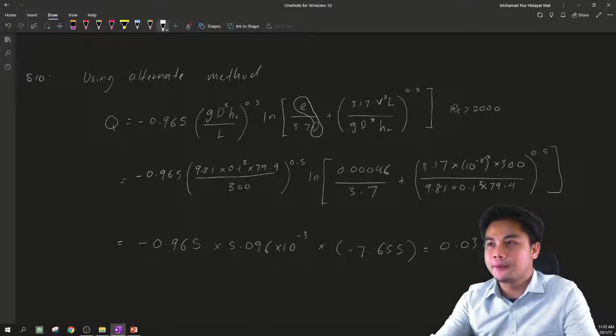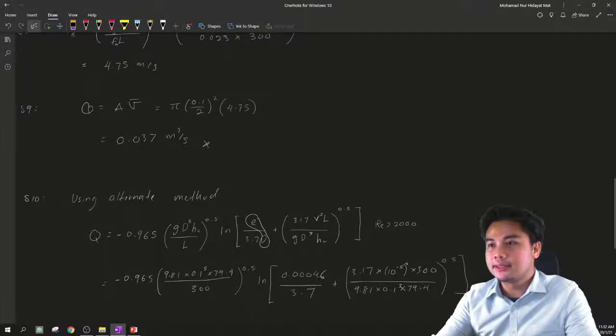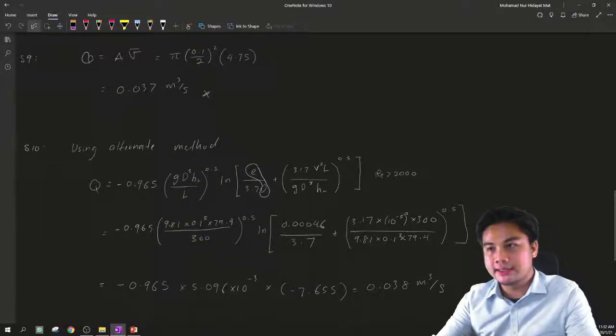Now you see the solution. It is almost the same as using the Moody diagram. The Moody diagram gives 0.037 and the alternate method gives 0.038.